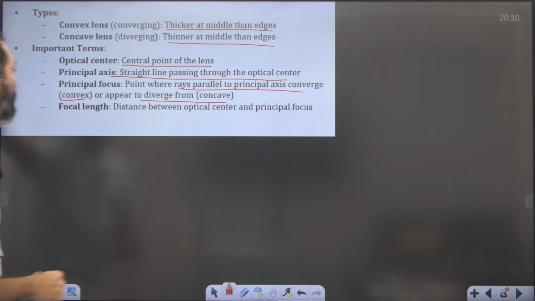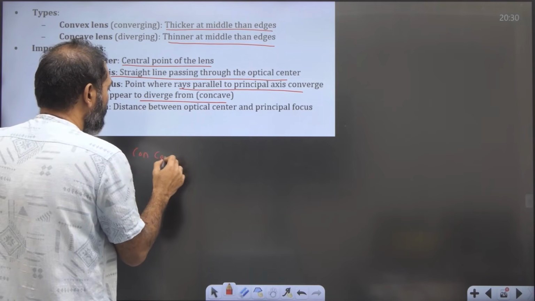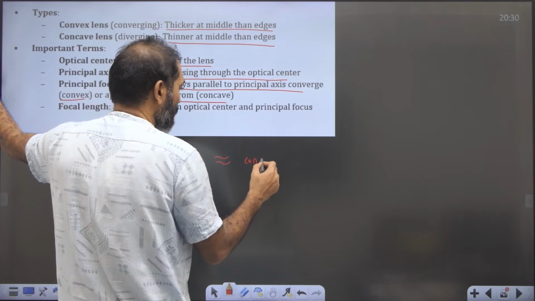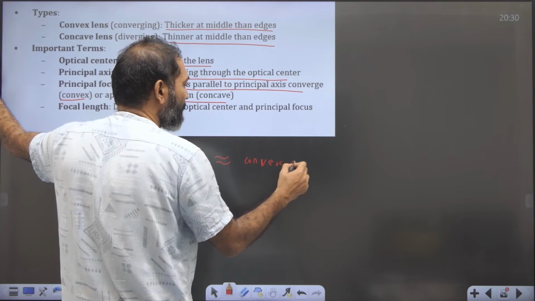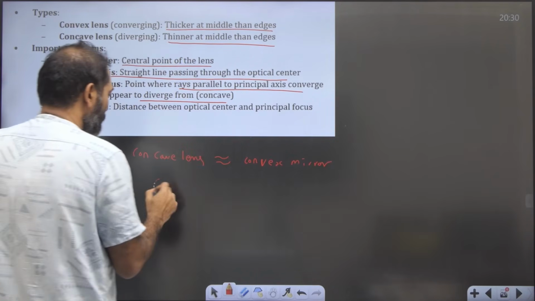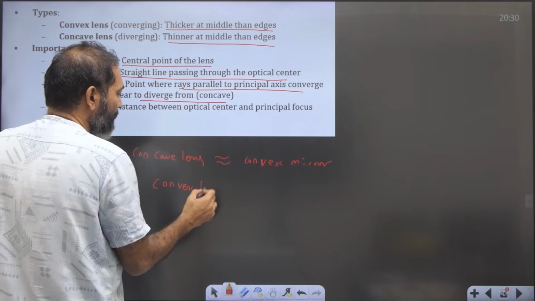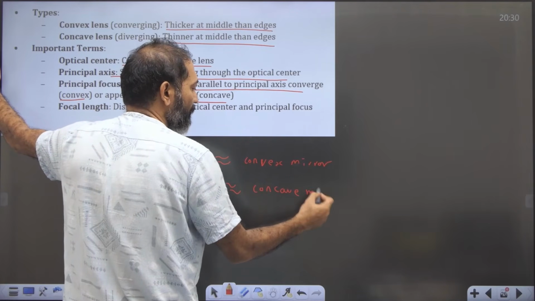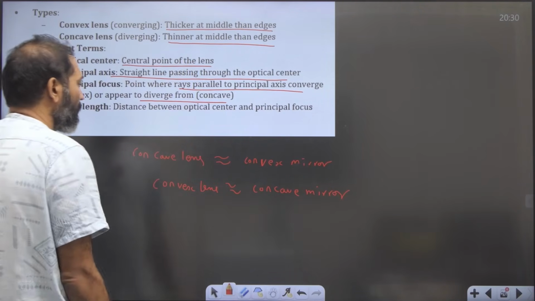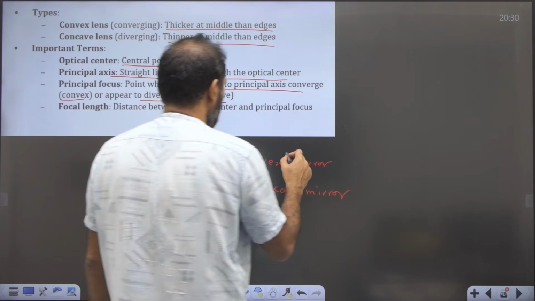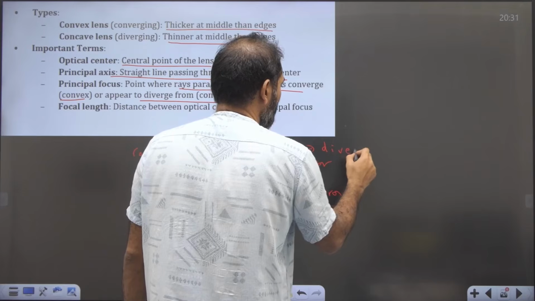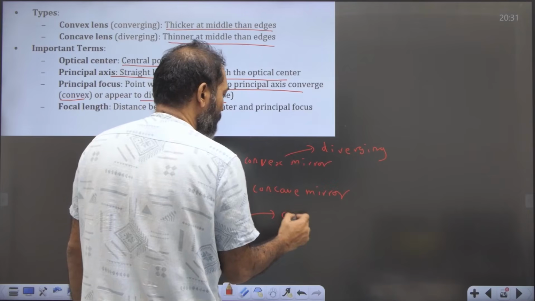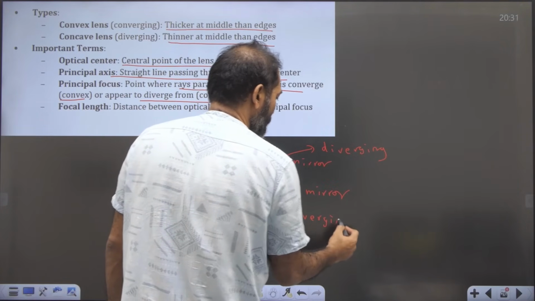A concave lens, diverging lens, is similar to a convex mirror. Focal length. So remember, a concave lens is similar to a convex mirror. A convex lens is similar to a concave mirror. So concave lens and convex mirror are diverging. Convex lens and concave mirror are converging. So do remember that.